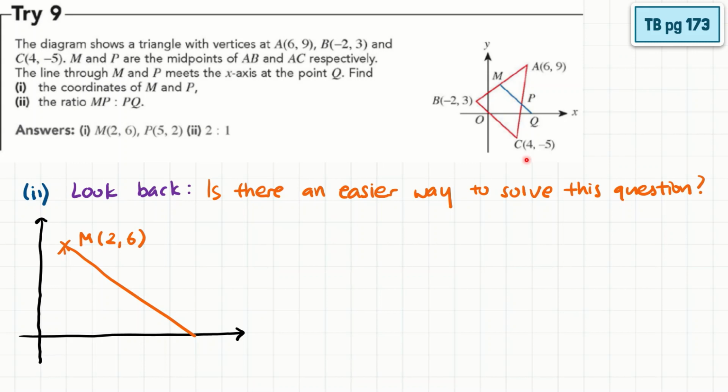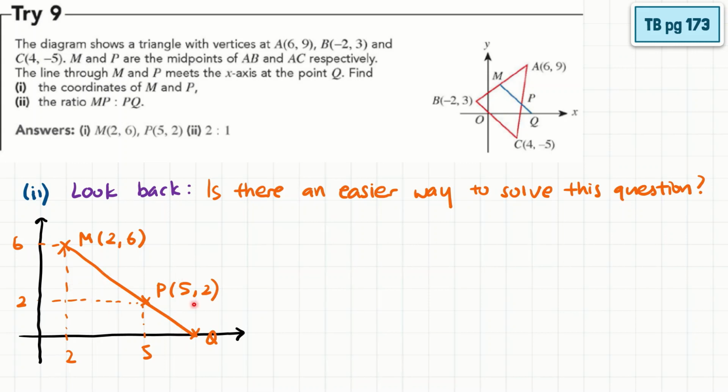Okay, so I have M over here, and then I have my P and Q. I have also matched them to the x-axis and the y-axis. Sorry that I forgot to label my axis. So I have 2 over here, 6 here, and then 5 here and 2 here. At this point, keep in mind that I don't have the coordinates of Q, because I'm restarting the question.